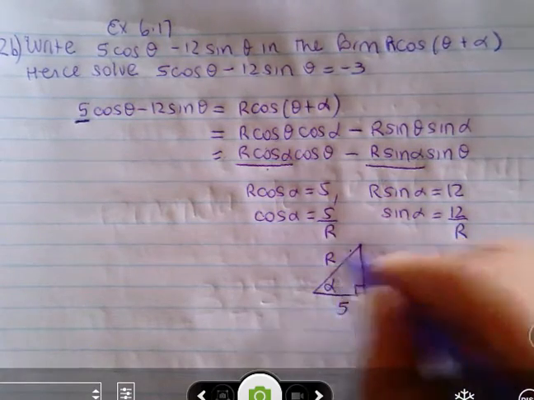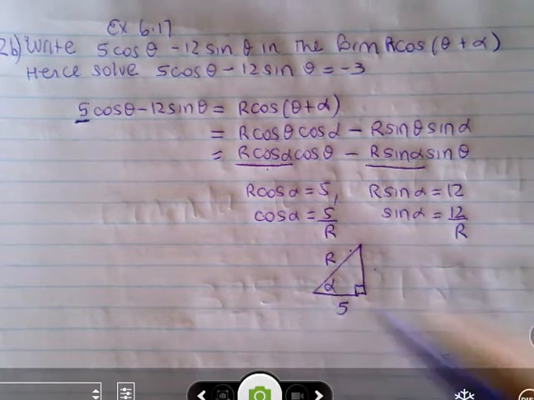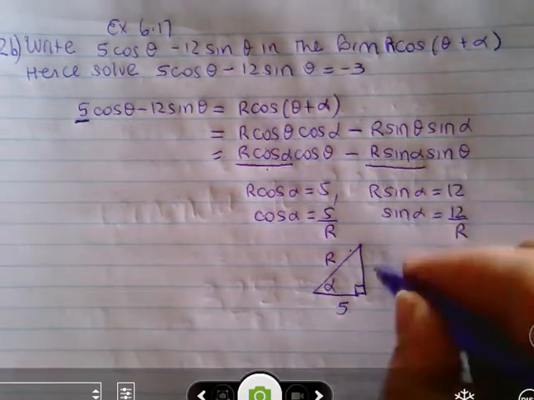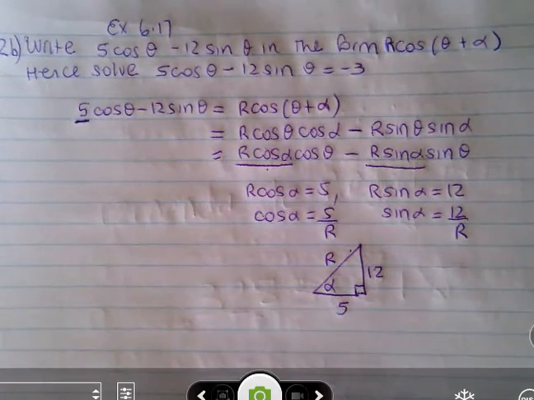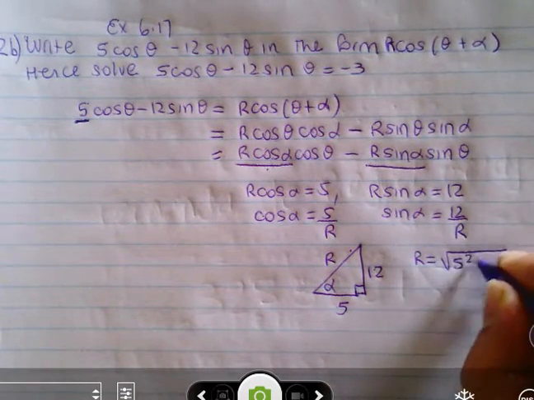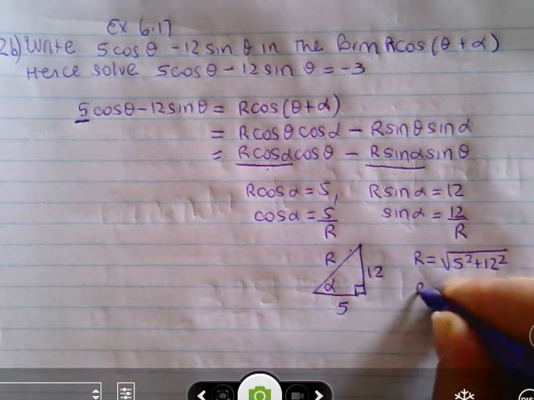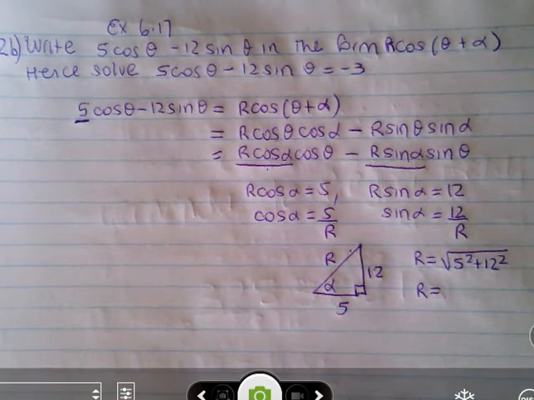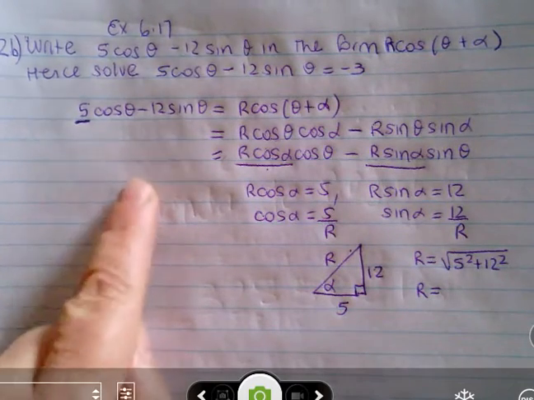Adjacent. R is the hypotenuse. Sine alpha, same triangle because it's the same angle, is 12 over r. Now you can see why r is the square root of 5 squared plus 12 squared. If you look back at the definition on the page before, r is the square root of a squared plus b squared. That's where it comes from.